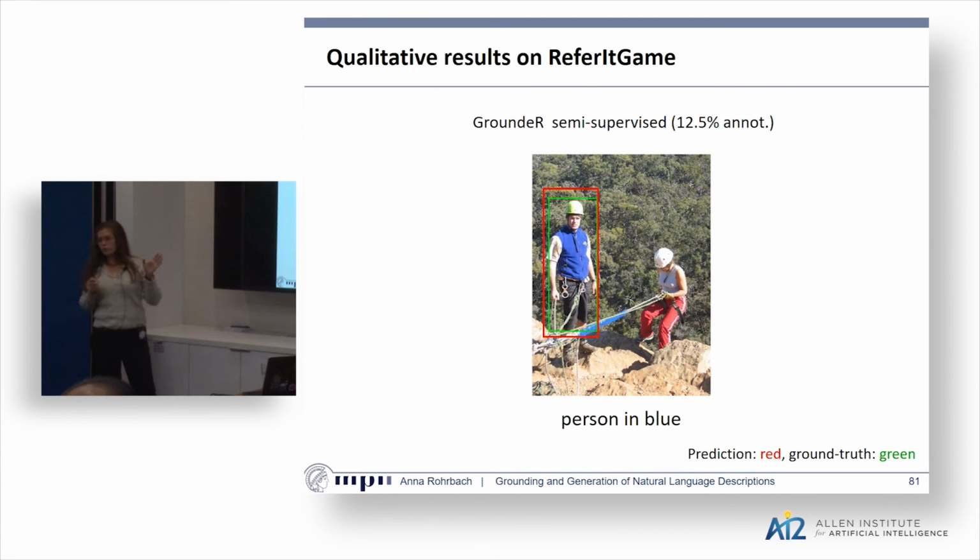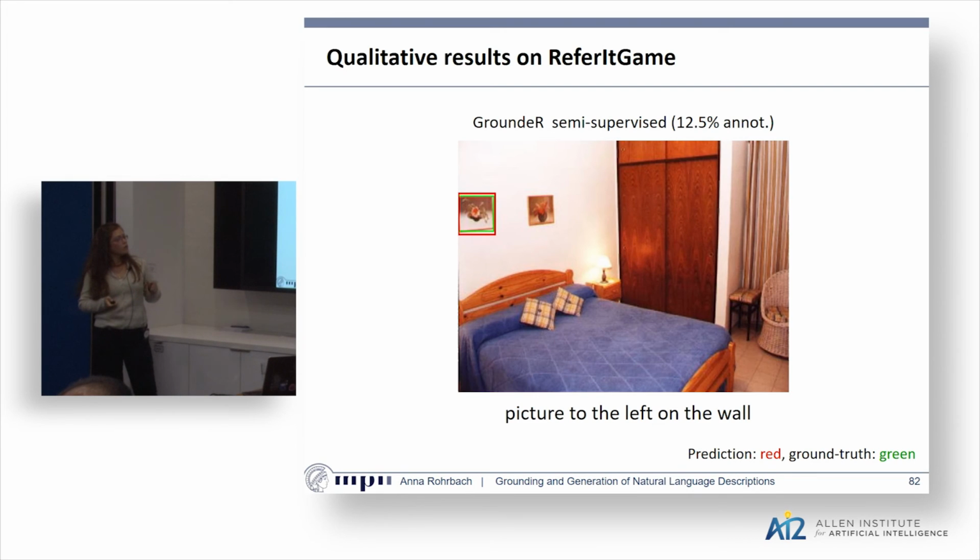Now if you look at the ReferIt game, this is the type of data there is. Here I show the predictions in red and the correct region in green. The person in blue is correctly localized, so we kind of understood what blue means in this case. And the picture to the left on the wall shows that we can understand the spatial information.